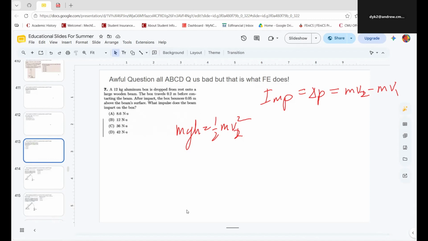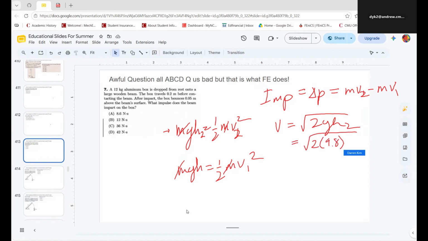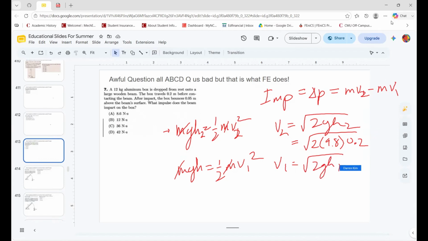Then we do mgh again, this one being 1, equal to 1/2 mv1 squared. I should have reversed the order, but who cares. The mass cancels, and velocity equals the square root of 2gh. So V2 is the square root of 2 times 9.8 times the original height, 0.2. V1 is the same thing with h1, the square root of 2 times 9.8 times 0.05.